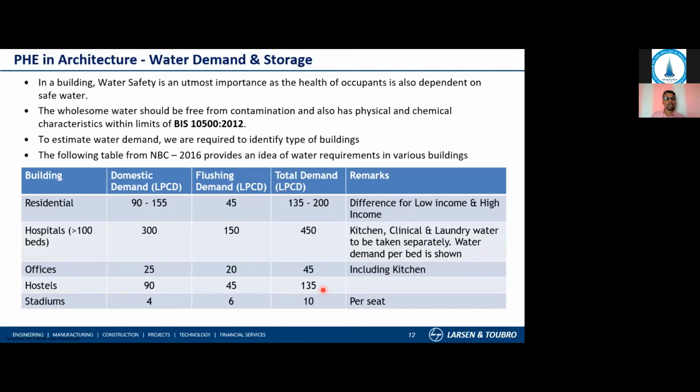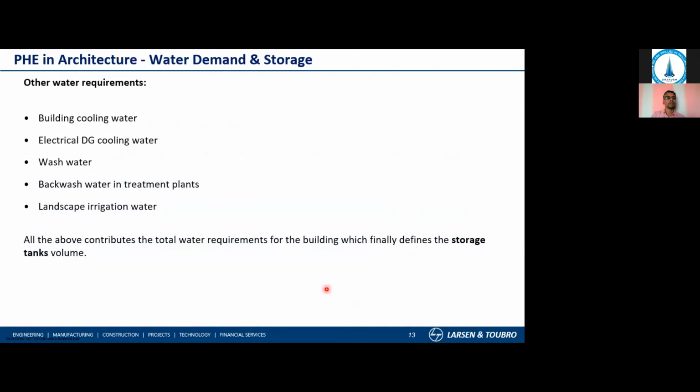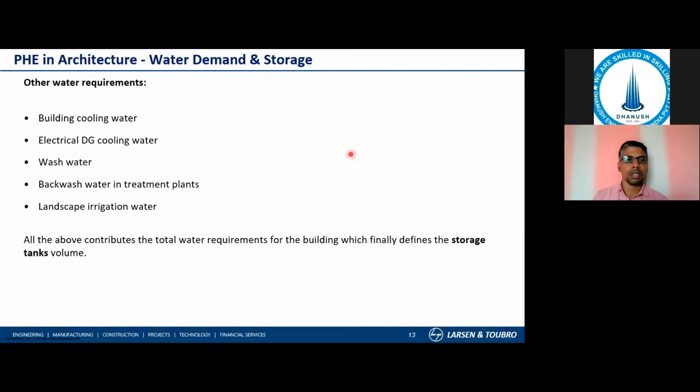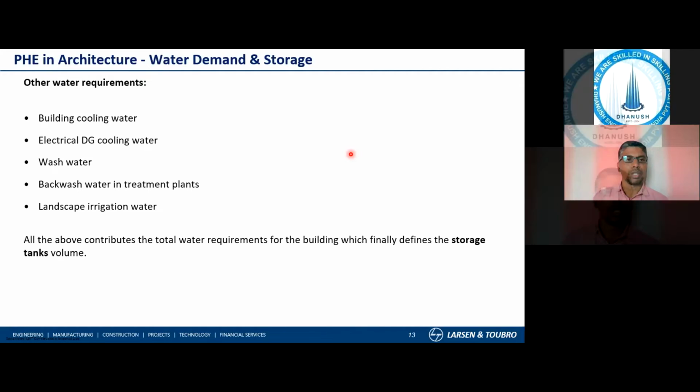seat, and it has other facilities, probably we can refer into the NBC and we can take the water assessment for the particular building. Okay, apart from other requirements, we can see for any building, there are building cooling water we have to provide as a PHE, because for our HVAC team, or maybe the recent, or I can say the strict guidelines are all there, we should not waste our water, it should be reused.